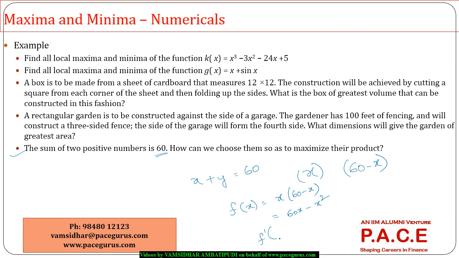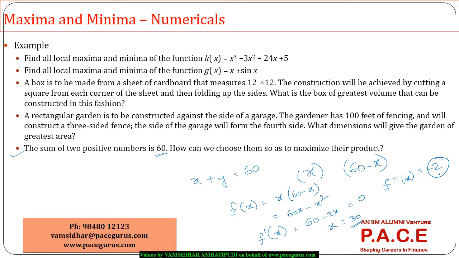So I'll find the first derivative. What is the first derivative? 60 minus 2x. Equate it to 0. 2x is 60. x equal to 30. Now find the second derivative of this function. f double dash x. What is the second derivative? Minus 2. I don't need to substitute any value because it's a constant. Minus 2 is a negative value.